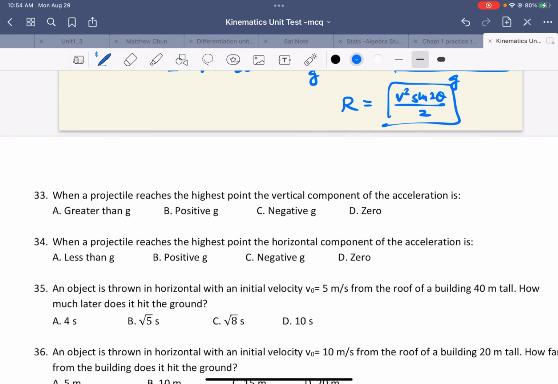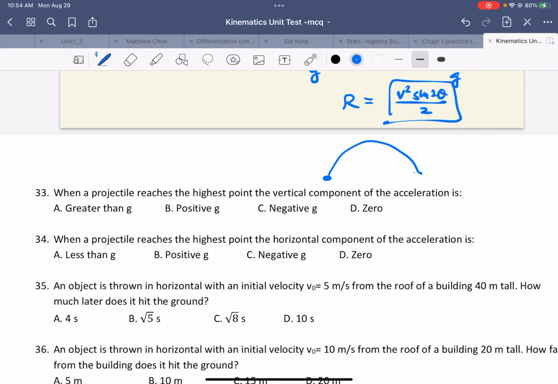Number 33. When a projectile reaches the highest point, for the vertical component, what is the acceleration? You have only one acceleration, which is gravity, throughout the entire projectile motion. So that's a negative g always. Your gravity is not going to change.